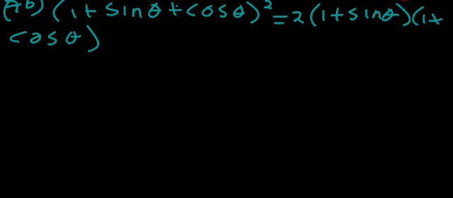So we need to show that what we have on the left hand side is equal to what we have on the right hand side. As I said earlier, you should start with the most complicated part. So our most complicated part is the left hand side. So we are going to start with the left hand side and show that it is equal to the right hand side.